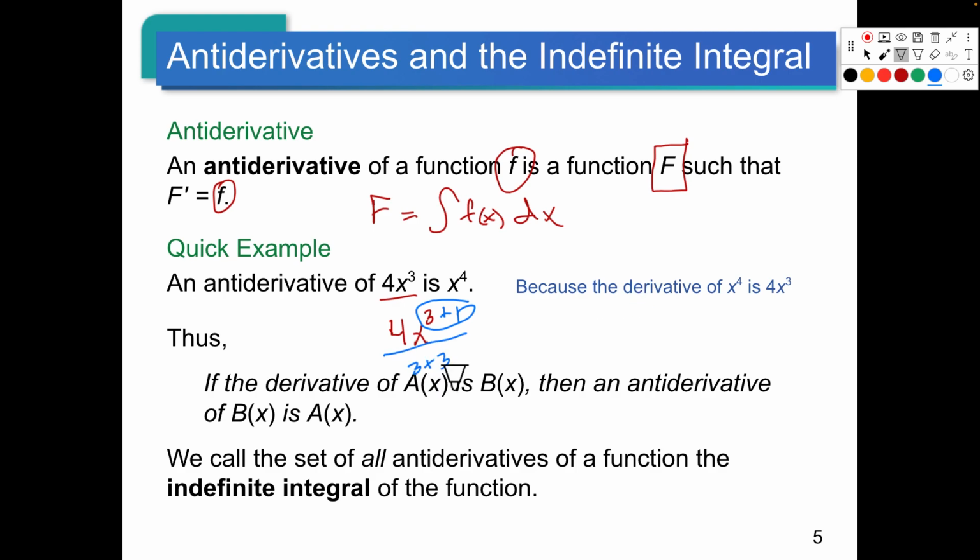I'll write it this way, 3 plus 1. Remember I told you at the beginning, if you can add 1 and subtract 1, you can do calculus. That's all we're doing in calculus. Now we're doing the addition part. We've been doing the subtraction part all along.